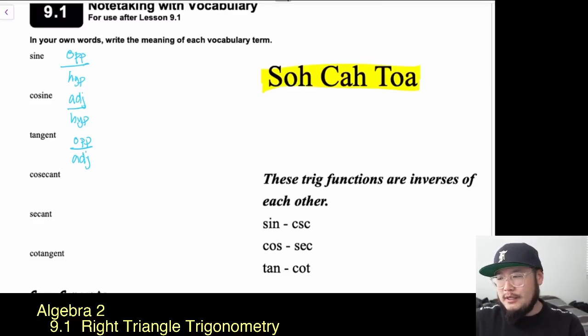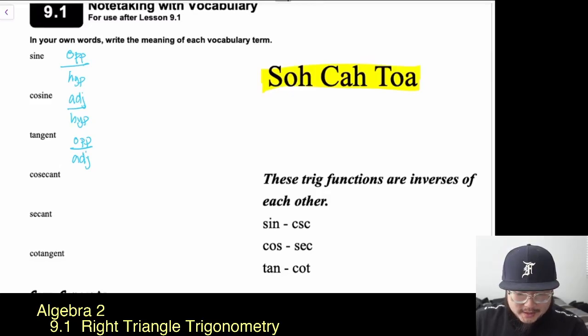If I want to find the sine of an angle, I need the opposite and hypotenuse, so I need those two sides. The same goes for cosine and tangent, respectively, for the following sides.